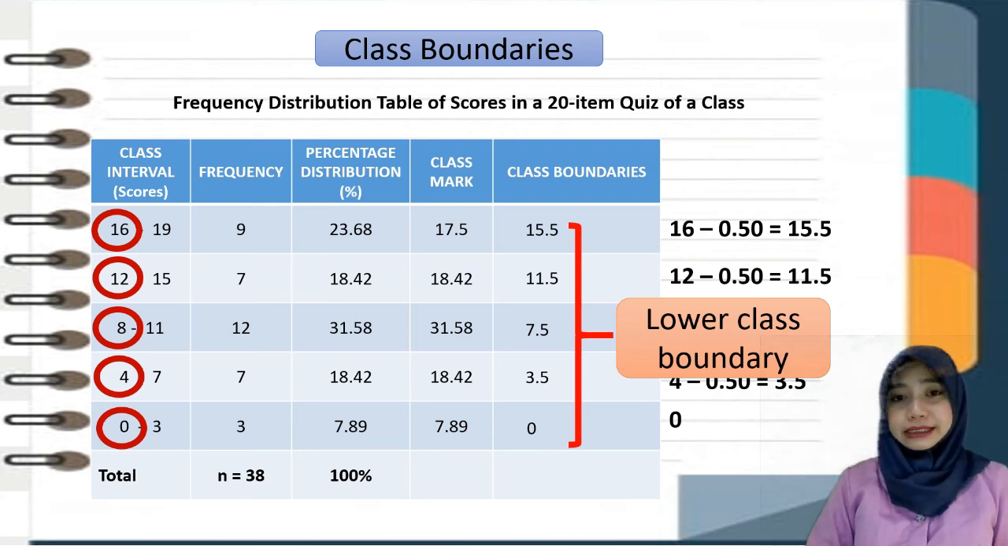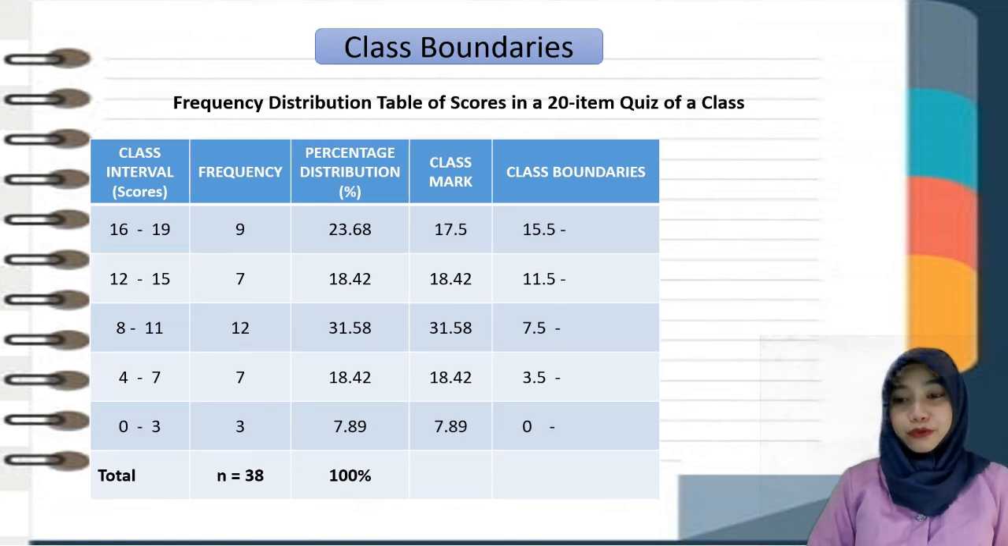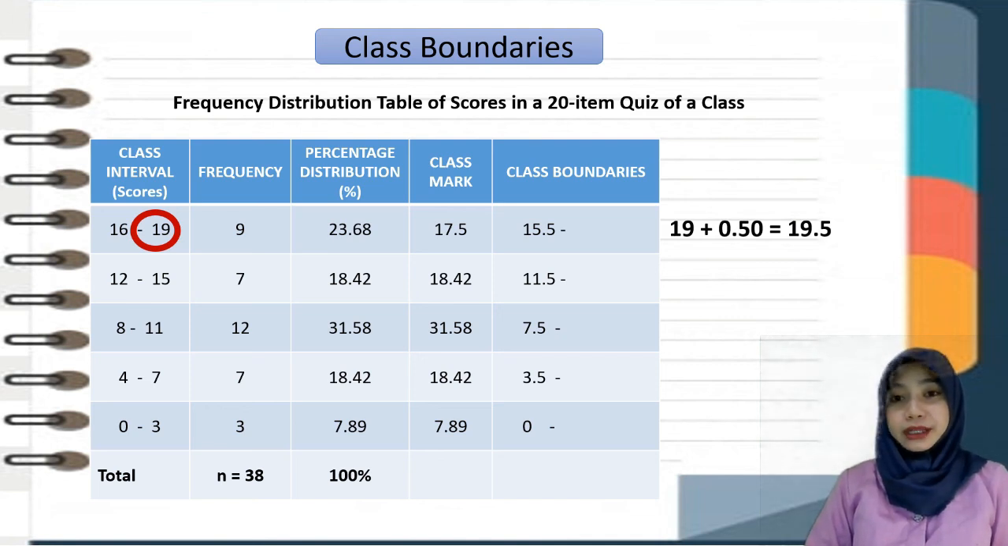Now, how do we get the upper class boundaries? We will be using the upper class limit for each class interval. The upper class limit for the class interval of 16 to 19 is 19. And we will add 0.5 to it. 19 plus 0.5 is 19.5. Next, the upper limit for the next class interval is 15.